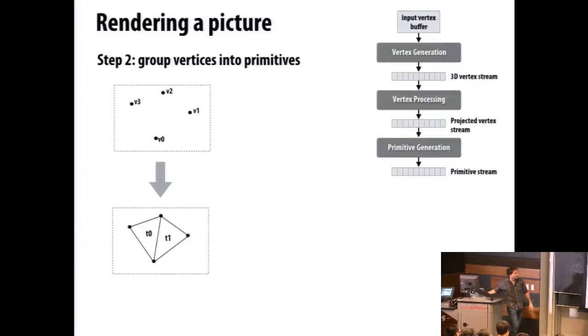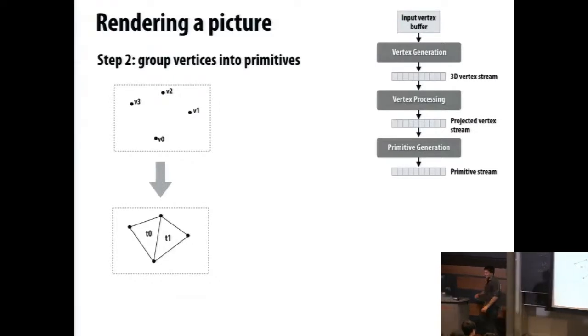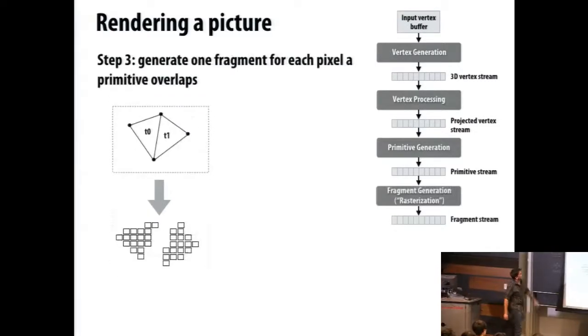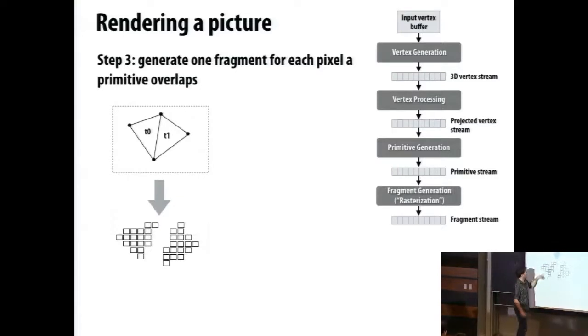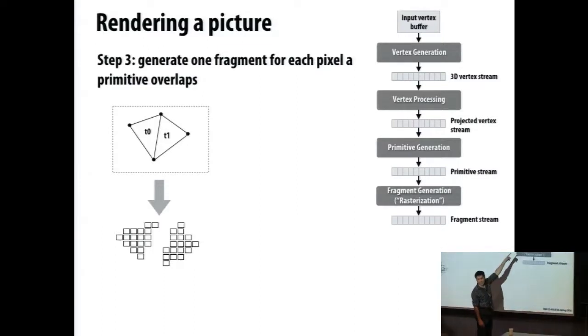And then you can imagine that now that I know where these triangles are on screen, I'm going to have an operation that cuts a triangle up into a bunch of fragments. And I'm going to compute one fragment for every pixel on screen a triangle overlaps. So in this particular case, I have these 2 triangles, and let's say T0 generates these fragments, and T1 generates these fragments.